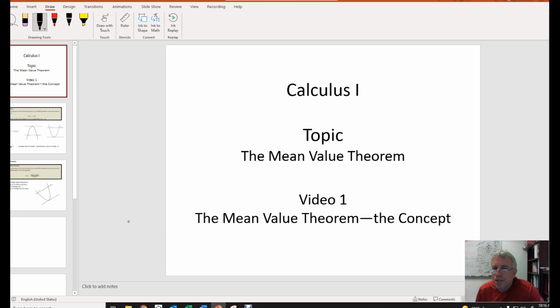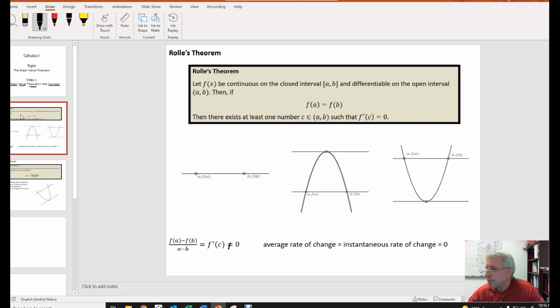So in the next homework assignment, we're going to be using the mean value theorem. And what we want to do before we jump into proving the mean value theorem or using the mean value theorem is just to understand the concept of the mean value theorem. The conceptual understanding of what the theorem is telling us is probably the most important thing.